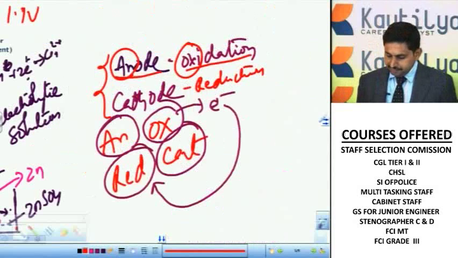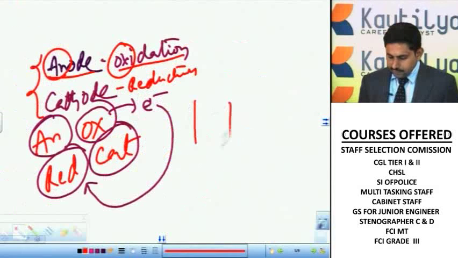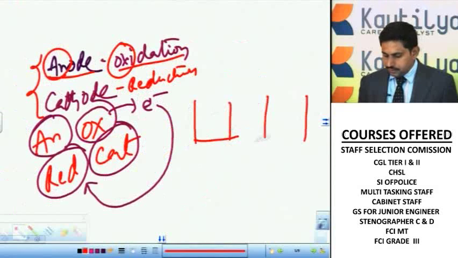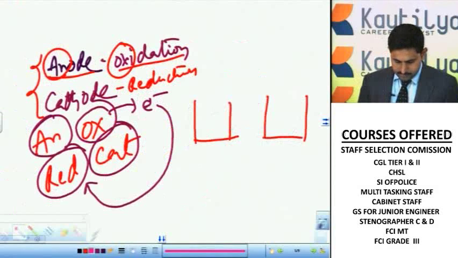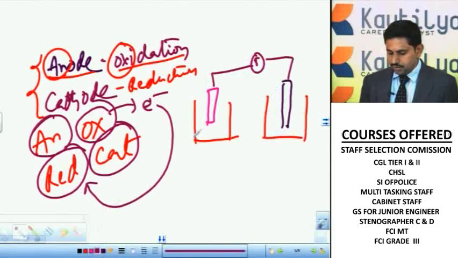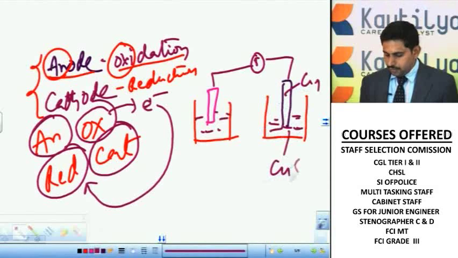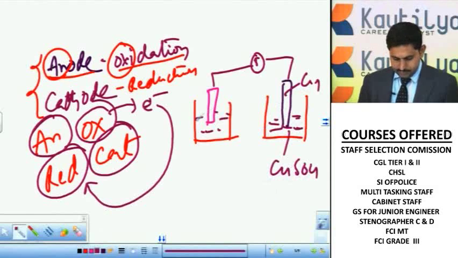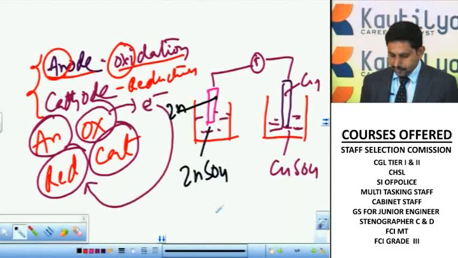That means it is zinc and copper, connected to get the deflection, I mean to say, to show that electricity is produced or not. And here the electrolytic solutions are copper sulfate and zinc sulfate. Okay, so now what is happening?